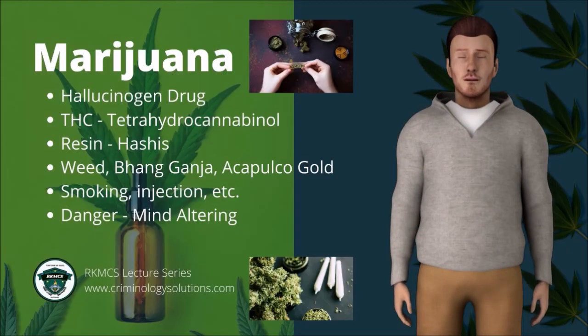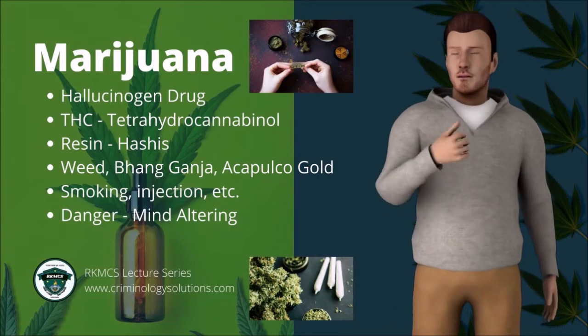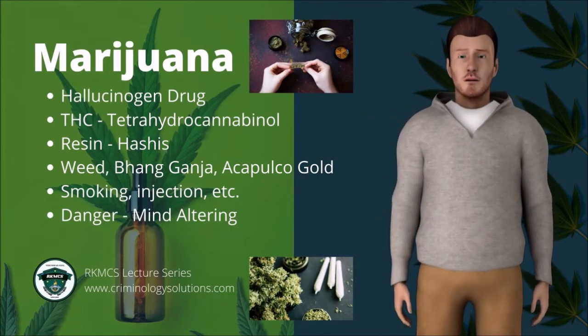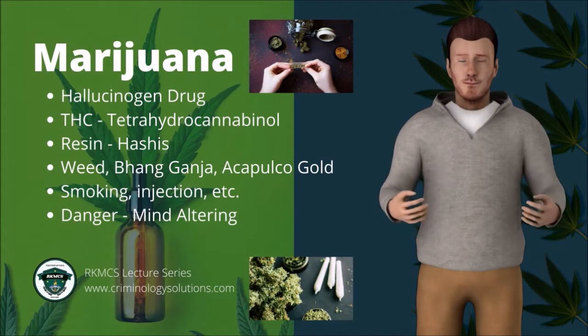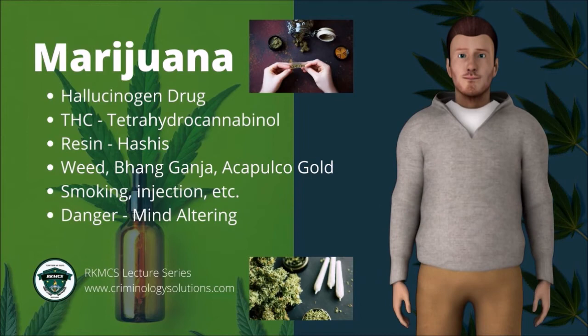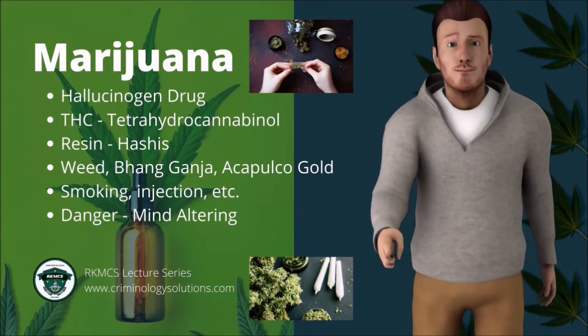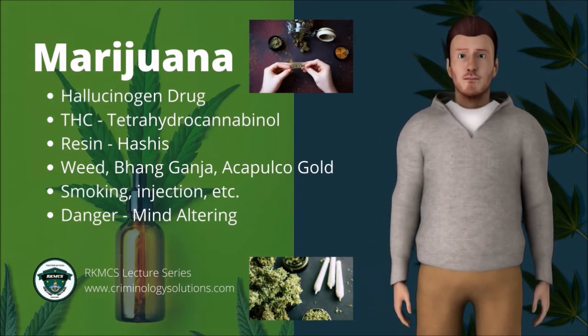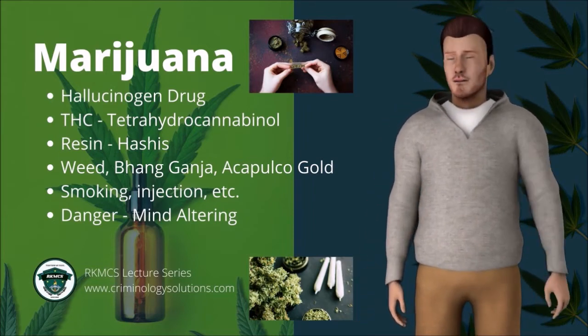MJ is a hallucinogen drug. It is a mind-altering drug. It can alter a person's awareness of their surroundings as well as their own thoughts and feelings. The active ingredient or alkaloid found in MJ is called cannabin, chemically known as tetrahydrocannabinol or THC. The THC, when introduced into the system of the human body, produces the physiological hallucinogenic effect.